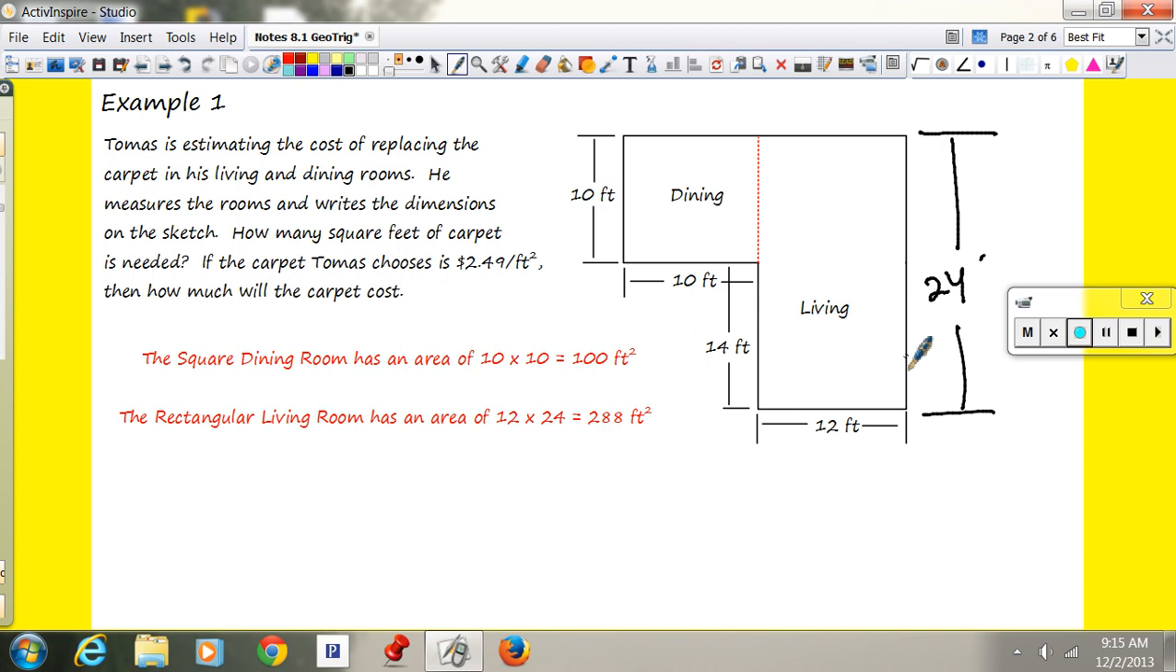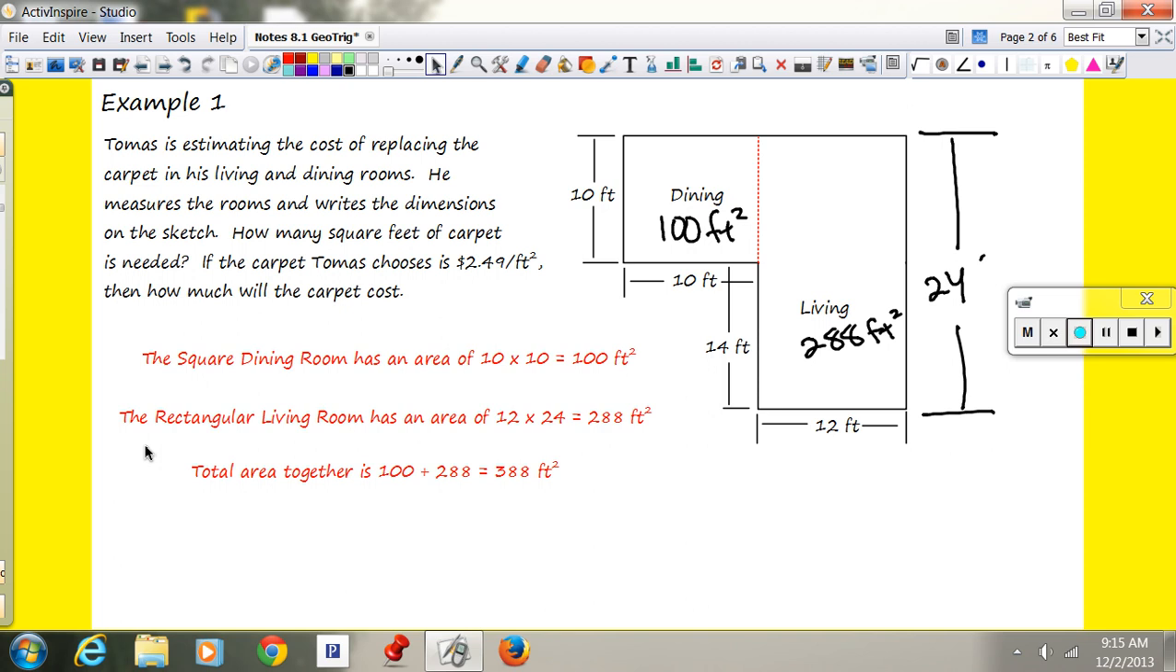So the area of my dining room was 100 square feet. The area for my living room was 288 square feet. Together, what's my total area? 388. Yeah, 388 square feet would be the area when you add 100 plus 288 to get 388.